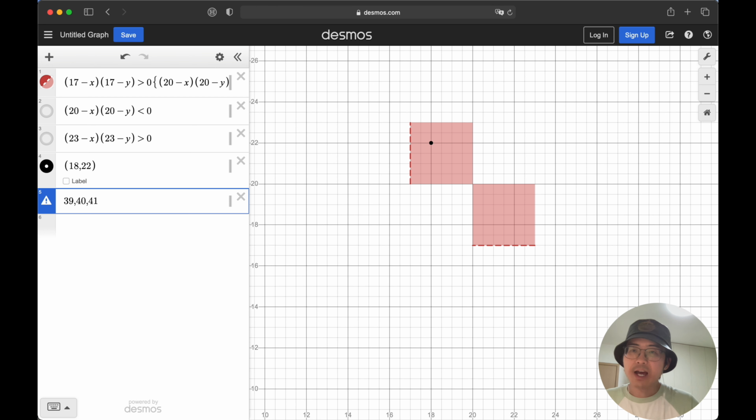To recap, if you have a lot of inequalities to deal with, you can put them all in the same entry, but make sure that apart from the first inequality, all the other inequalities you put each in a parenthesis to come up with the common region of the system, and then you can pick any point you like.